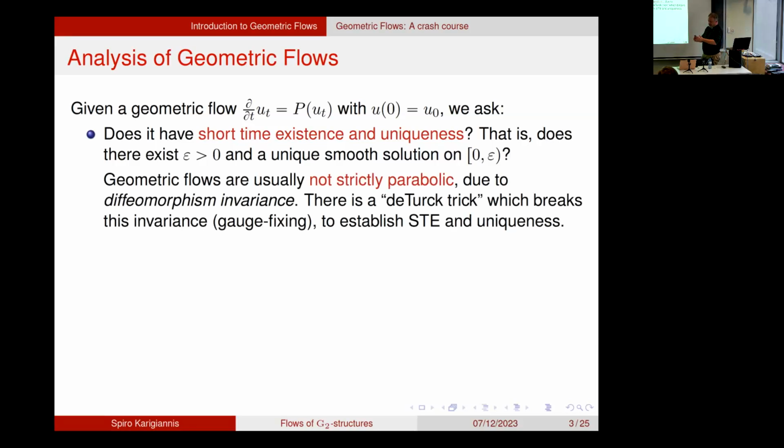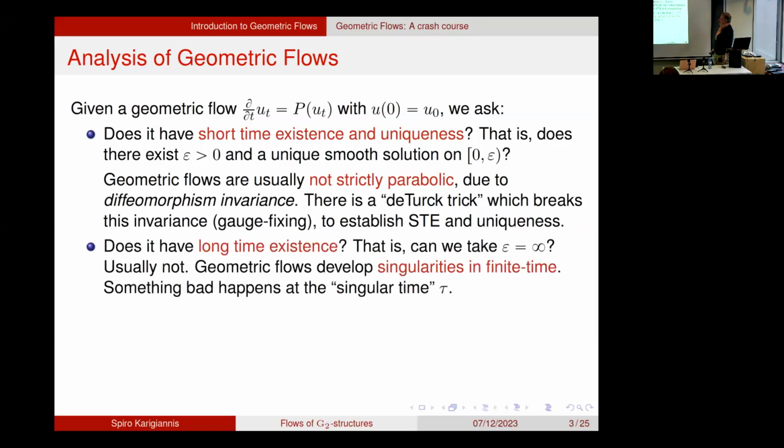Essentially, what you do is you show, well, this flow is not parabolic, but it's in some sense equivalent to this other flow, which is parabolic, in the sense that you can show there's a one-to-one correspondence between solutions to these two equations. And for the parabolic equation, you can hit it with this machine and get short-time existence and uniqueness. If you have that, then of course you can ask, does it exist for a long time? Can we take this epsilon to be infinity? Usually we cannot, right? Geometric flows develop singularities in finite time, and something bad usually happens at the singular time. Some scalar quantity, some norm of some tensor, is blowing up as t goes to tau.